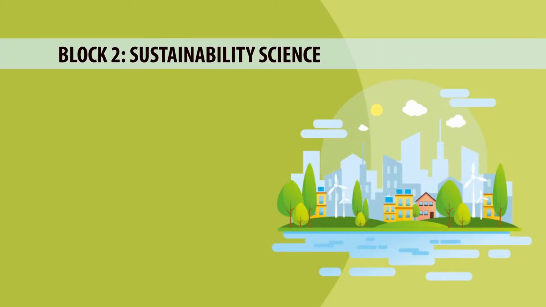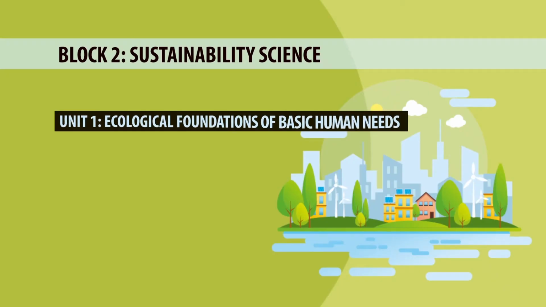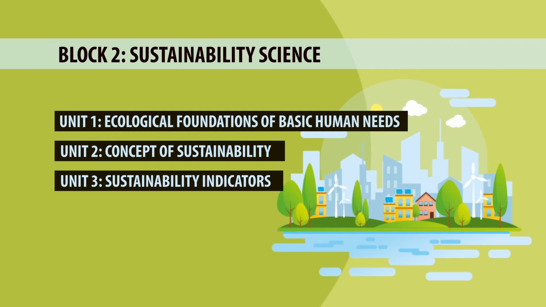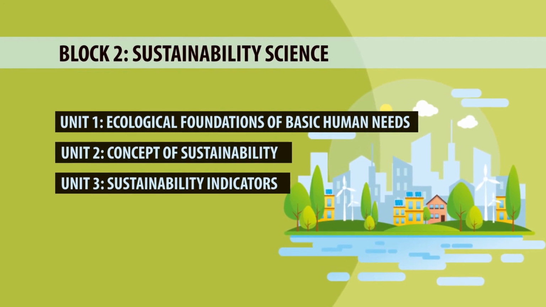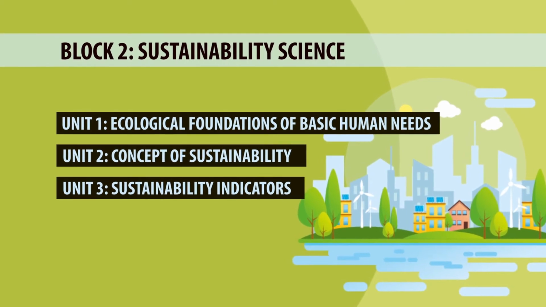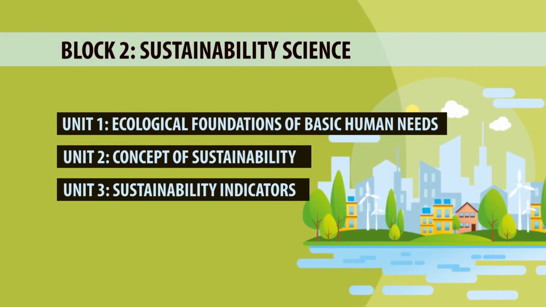In Block 2, that is sustainability science, we'll take you through a study of the principles of sustainability science as a new emerging discipline, and the need and approaches to sustainability science. It has 3 units: ecological foundation of basic human needs, concept of sustainability, and sustainability indicators. In addition to these units, we are going to have a special video session on Sustainable Development Goals, SDGs and India, looking into the issues of sustainability and finding a way to achieve the Sustainable Development Goals.